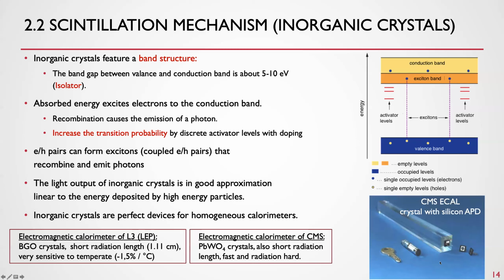The right plot here shows a CMS crystal with a silicon avalanche photodetector. So instead of a photomultiplier, we have an avalanche photodiode. APD means avalanche photodiode. We are going to discuss photodetectors at the end of the lecture. So this is a beautiful crystal. It's lead and tungsten. It's extremely heavy. It's as heavy as lead, but it's completely transparent.